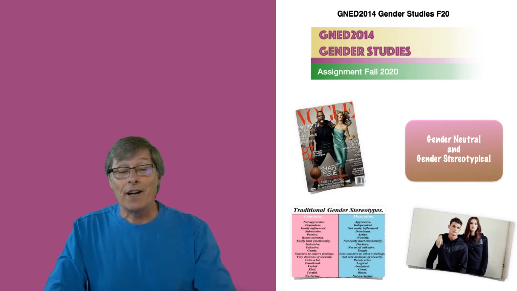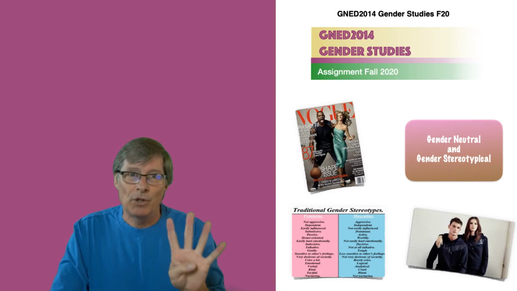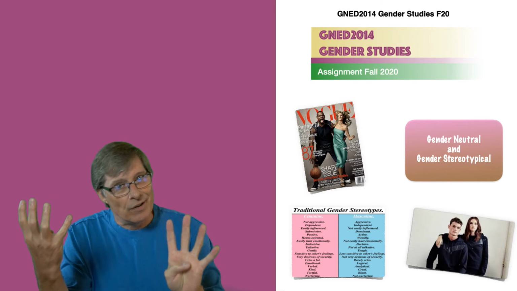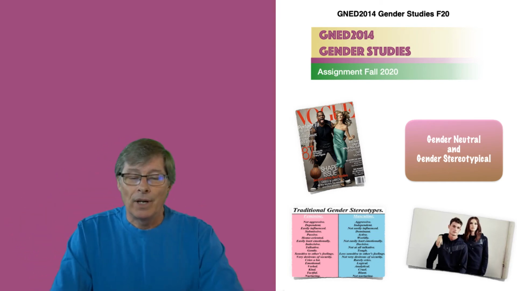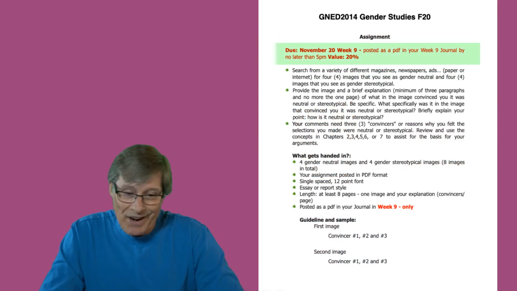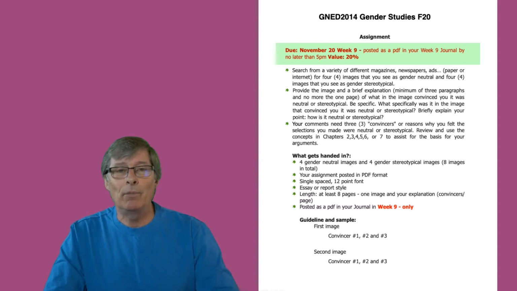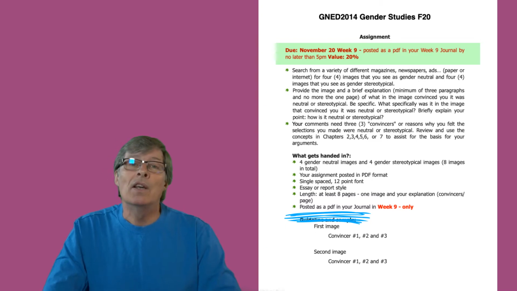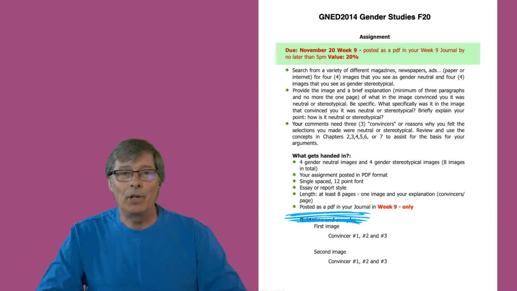I want you to find 4 gender neutral images and 4 gender stereotypical images. So 8 altogether. Now this is due November 20th, which is week 9, and that's a Friday, I believe. When you do your document, you can do it in Word or Pages or whatever document you want, but I want you to save it as a PDF. I will only accept PDF documents.